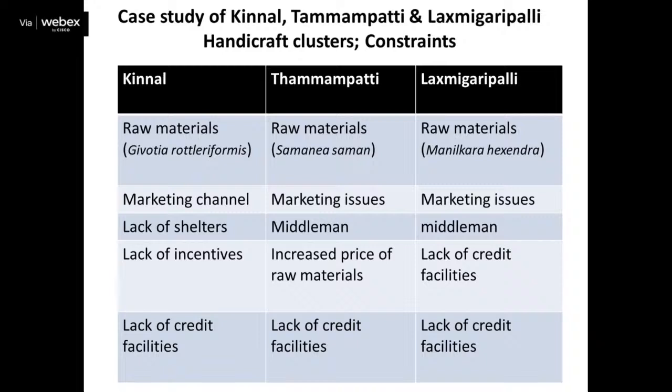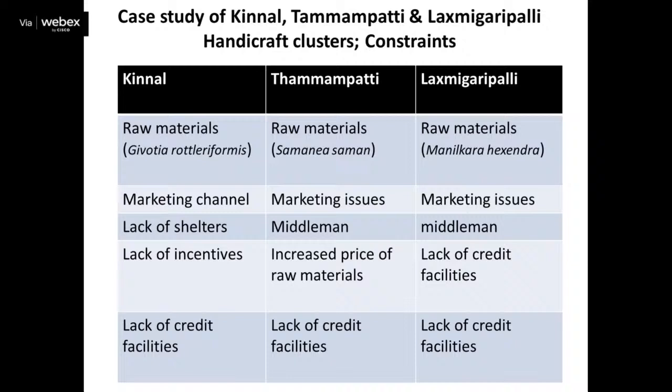In the last year, we visited three handicraft clusters, Kinnal, Kadamampatti, and Lakshmigiri handicraft cluster, and we found the following constraints in those handicraft clusters. In the Kinnal handicraft cluster, the most prominent problem was raw materials. The artisans were using Givosia rotli formis as a raw material for making the handicraft, especially toys. But due to the extensive utilization of this species, it is not available in great amount in the cluster.